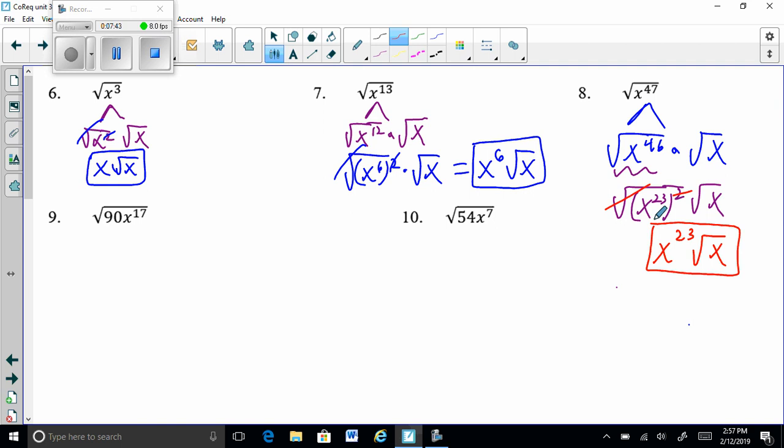Now we're going to throw in a little bit of everything. We're going to have the numbers, and then we're going to have the variables also.